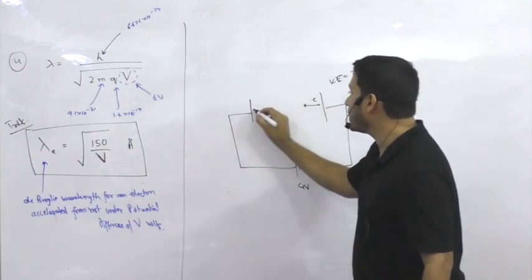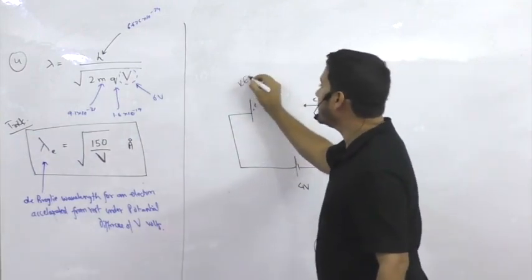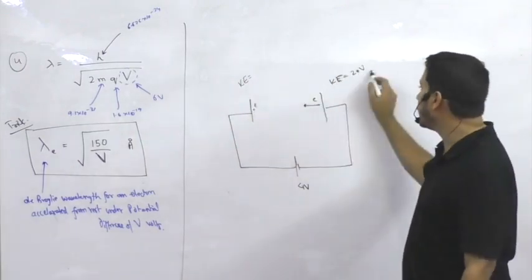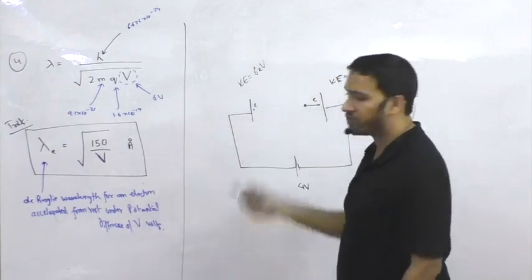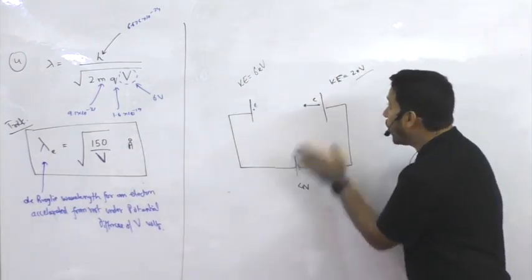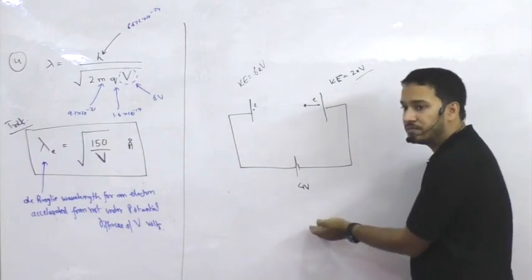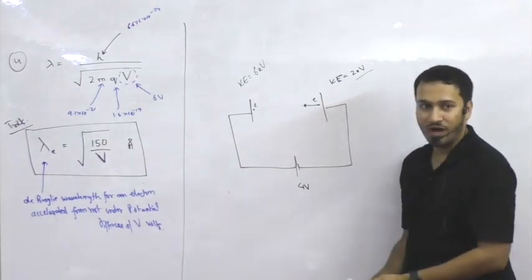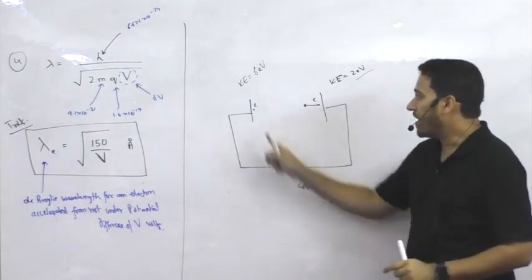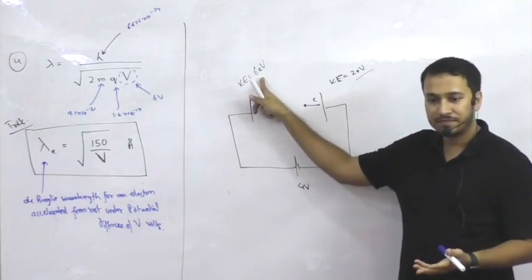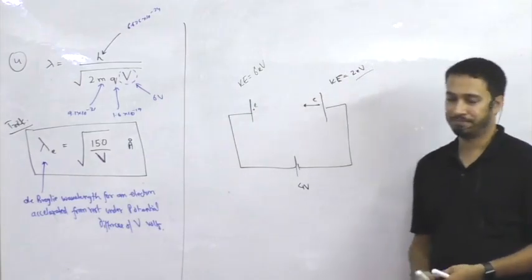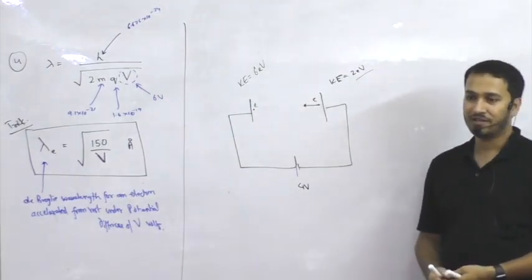By the time the electron reaches here, what will be its kinetic energy? 4 electron volts it will gain because of the battery. 2 it already had. How much will it be? 6 electron volts. Is it not the same thing as if I accelerated it from rest using a 6 volt battery? Yes or no? अगर इलेक्ट्रॉन का इनिशियल काइनेटिक एनर्जी 0 होता और बैटरी 6 वोल्ट का होता तो काइनेटिक एनर्जी फाइनली कितना होता? 6. So can we not put it in this formula with V as 6? Answer is 5 Armstrong again.